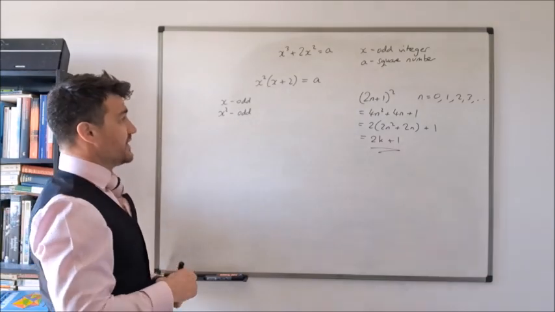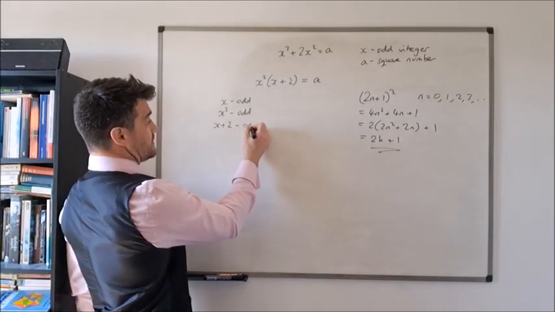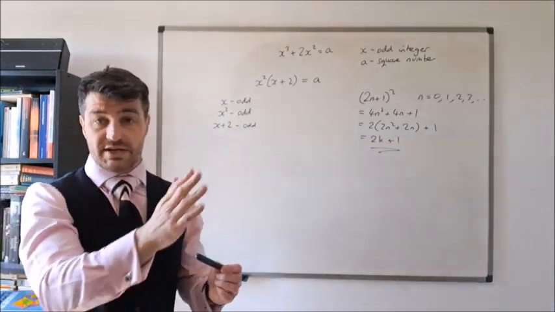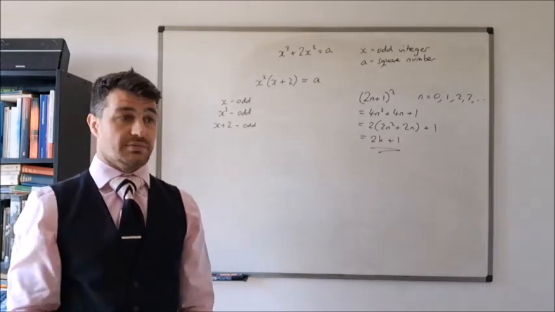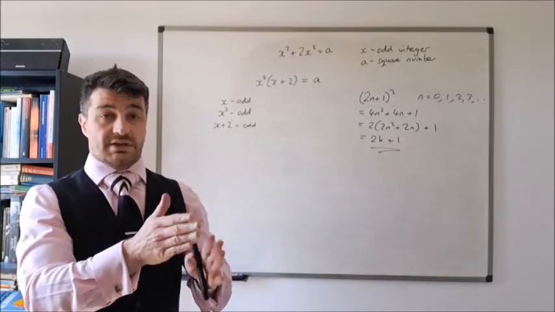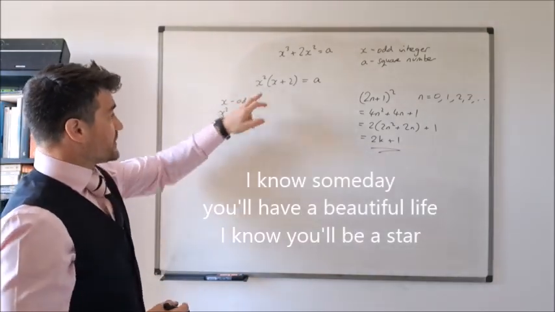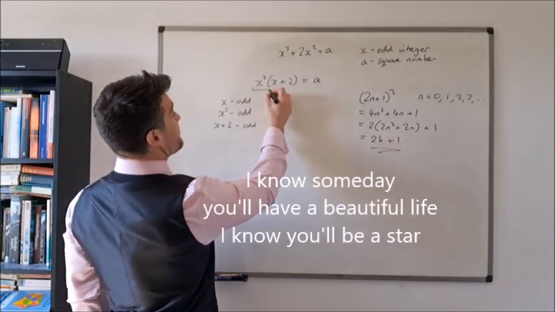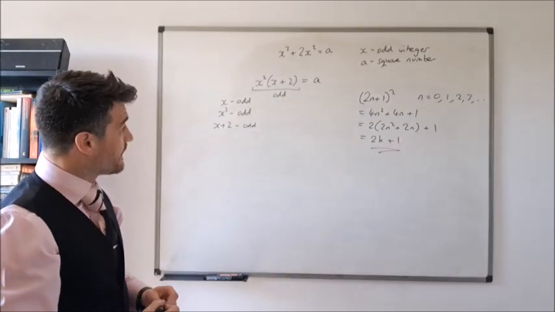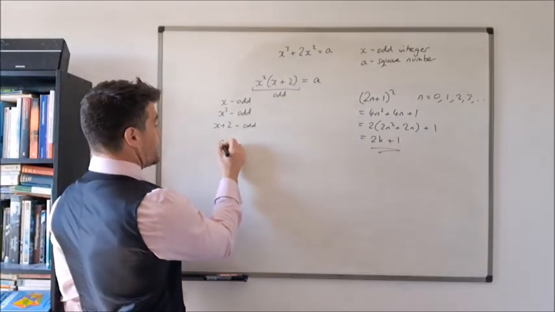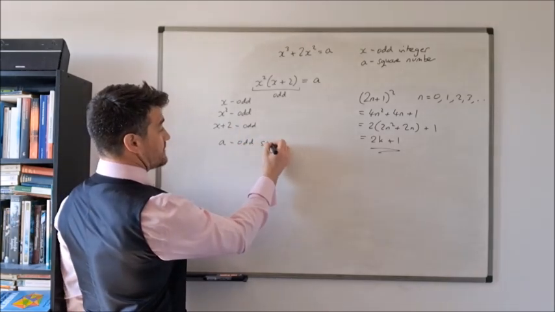So x squared is going to be odd, and also x plus 2 must be odd. If I start with an odd number, 3, add 2 to it, I get 5, another odd number. Add 2 to it, I get 7, another odd number. If I start with 57, add 2 to it, I get 59, an odd number. And therefore the product is going to be an odd number. So that means that a is odd. So it's an odd square.